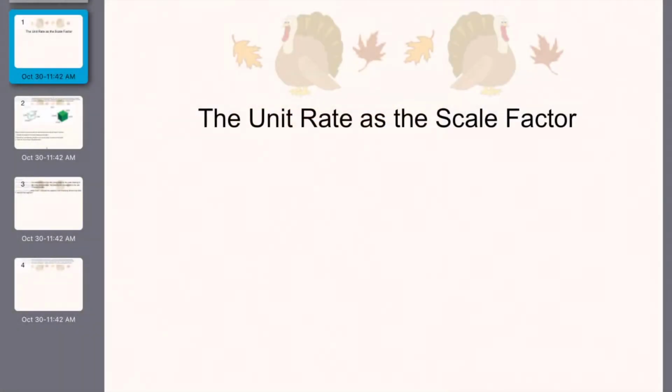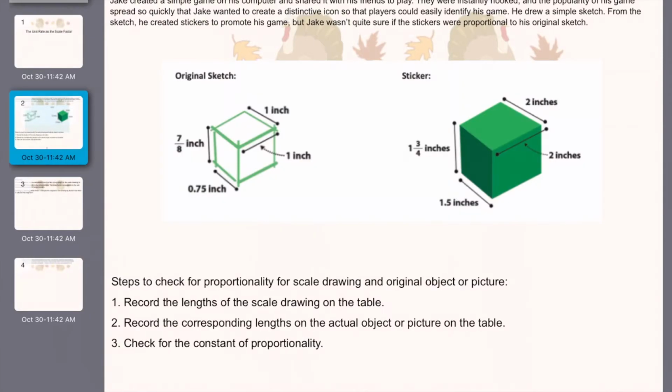All right, seventh grade. Today we're going to talk about the unit rate as the scale factor, and we're going to dive right into an example. Jake created a simple game on his computer and shared it with his friends to play. They were instantly hooked, and the popularity of his game spread so quickly that Jake wanted to create a distinctive icon so that players could easily identify his game. He drew a simple sketch.